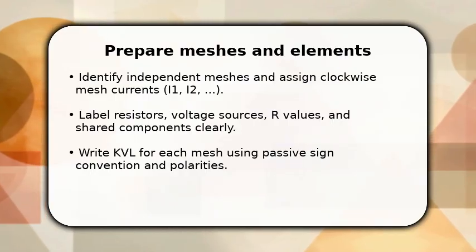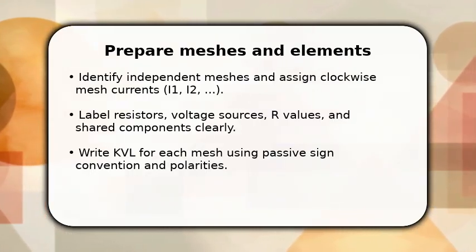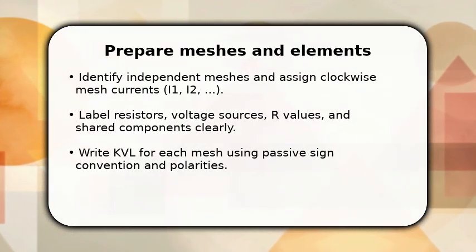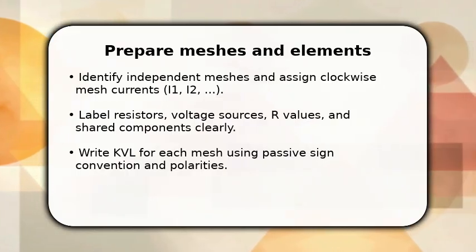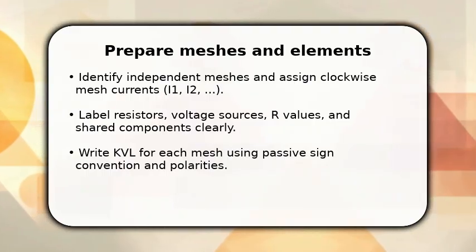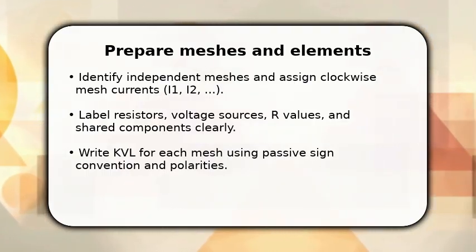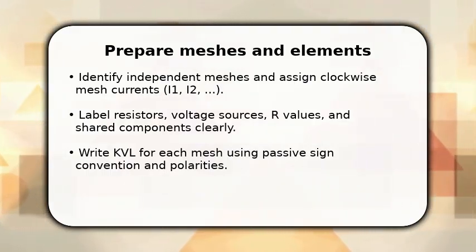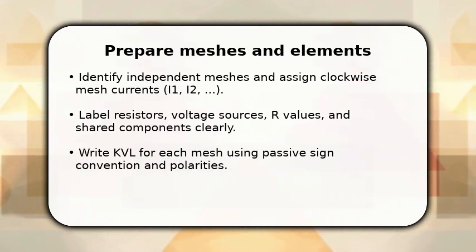Next, write a KVL around each mesh. Sum voltage drops equals sum rises, including resistances times mesh currents and subtracting shared resistor contributions. This creates the linear equations you'll enter into the solver. Make sure shared elements use relative current differences.